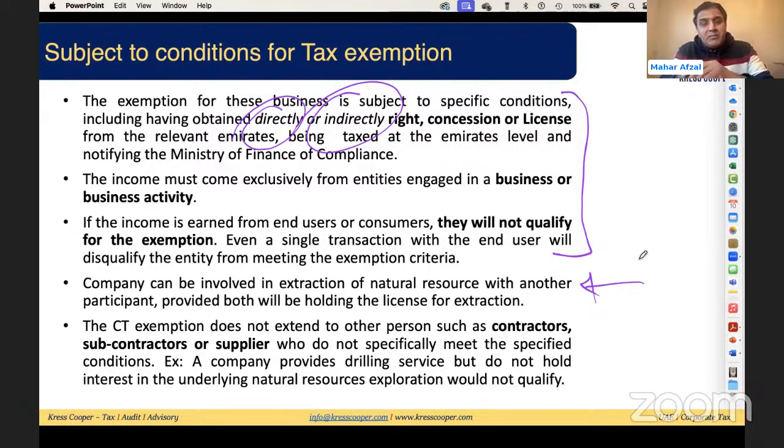Another important thing is that some parties, which are contractors and subcontractors, their activities will not be exempt. They will be subject to tax because they are not meeting the specified conditions. Moreover, these companies are providing drilling services and are not basically participants. They have not directly or indirectly taken the rights for the exploration of the natural resource from the respective emirates. So these independent parties, contractors, subcontractors and suppliers, will be subject to tax. They will not be exempt.